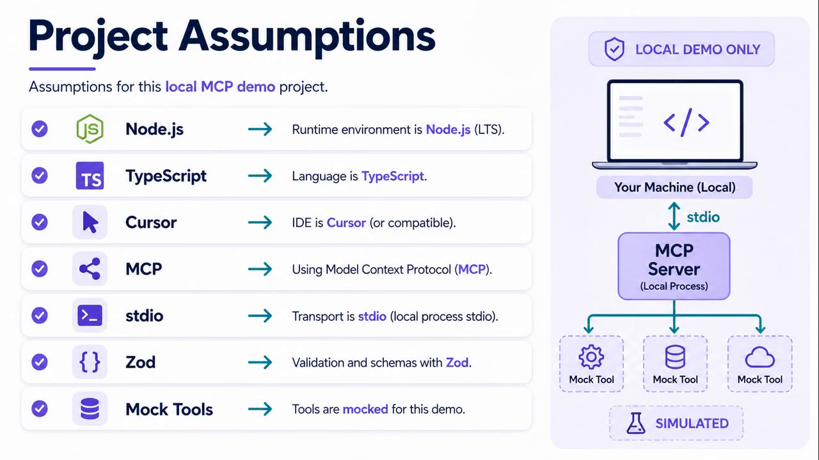Once what you will learn is clear, project assumptions becomes much easier to understand. We will use Node.js and TypeScript. The server runs locally with stdio transport. The MCP tools are mock tools only. Zod validates tool inputs. The project uses a local .cursor/mcp.json file. The code samples are small enough to understand on screen. You can later replace the mock layer with safer production architecture.